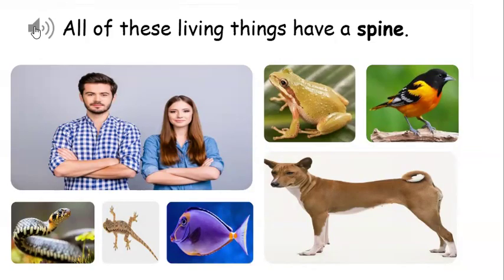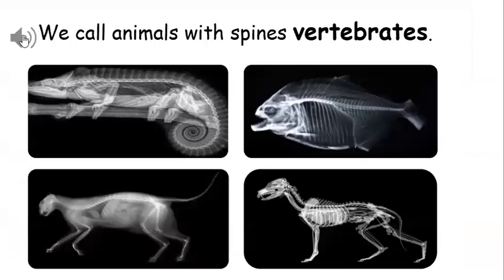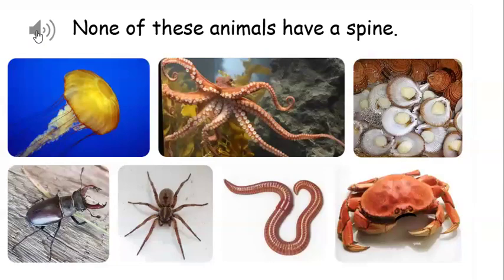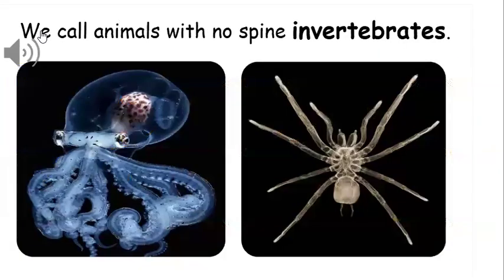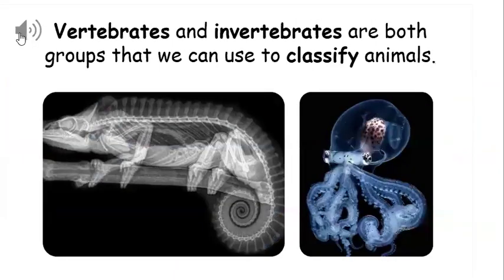All of these living things have a spine. We call animals with spines vertebrates. None of these animals have a spine. We call animals with no spine invertebrates. Vertebrates and invertebrates are both groups that we can use to classify animals.